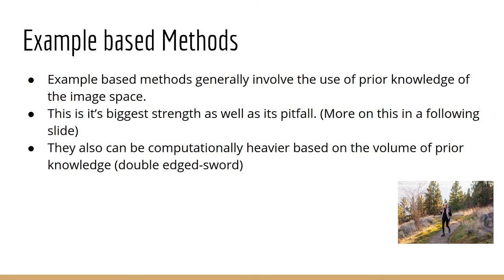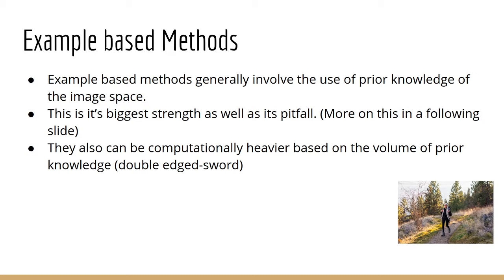And coming to example based methods, these are the most robust method in the traditional space, and it also requires prior knowledge of the image space. By prior knowledge of the image space, I mean if you want to work on say shapes of houses, you need to have a huge number of houses already photographed and the geometry of them recorded and organized in a particular fashion. This is its biggest strength as well as pitfall.